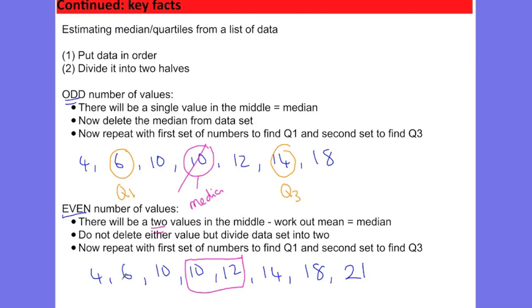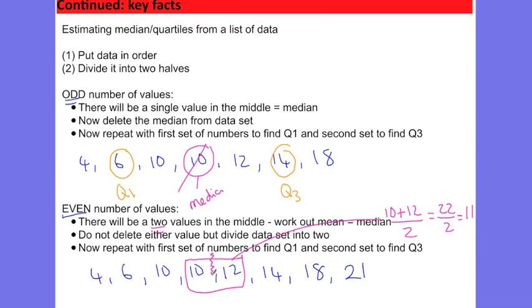We have 3 this side and 3 this side. So we're going to have to find the mean. So we add up our 2 numbers in the middle and divide by 2. 22 divided by 2 gives us 11. So 11 is the median. When there's an even number, add up the 2 numbers in the middle and then divide by 2. Now we do not delete either value, but we divide the data set into 2.